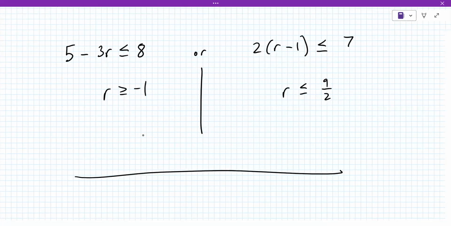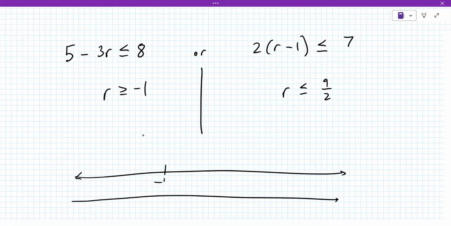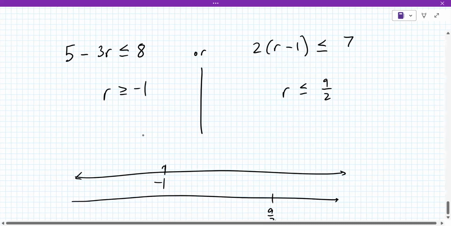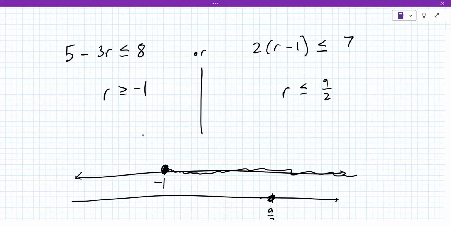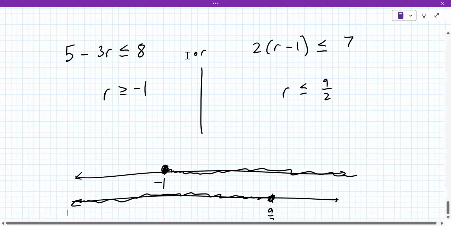Let's look at this on a number line. The first one is r is greater than or equal to -1. The next one is less than or equal to 9/2. What does the or mean to you? I can provide an example. When someone says or, what does that typically mean? There's two options, but they both could be true, right?